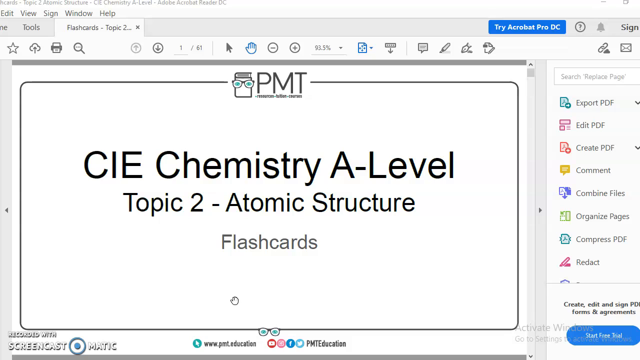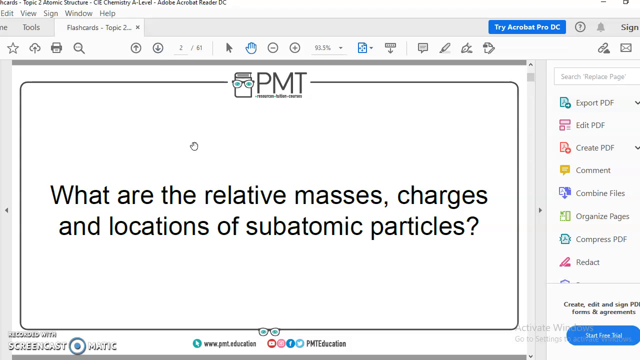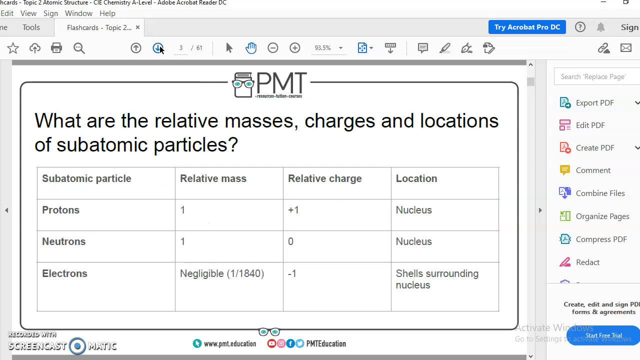Bismillahirrahmanirrahim. Dear students, today we are going to discuss atomic structure, and this topic is related to atomic masses, charges, and location of the subatomic particles.